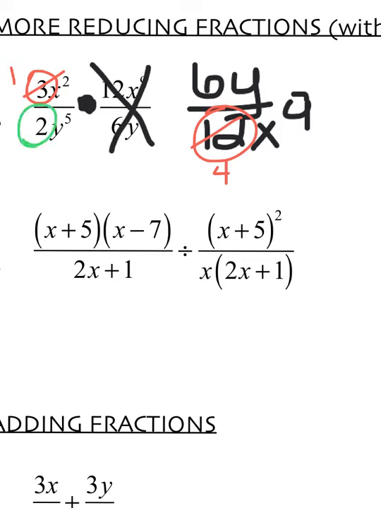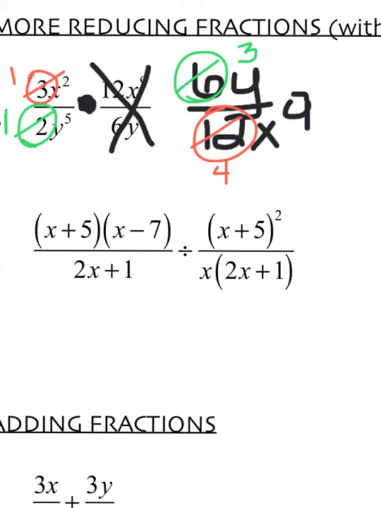Then I see a 2 and a 6 that can both be divided by 2. This would become a 1. This would become a 3. Okay, so I took care of my numbers first. I also could have reduced the 6 over 12, and then seeing if there was anything there that could reduce further, diagonally, that would have been fine too. Either way, I'm going to come out to the same answer.